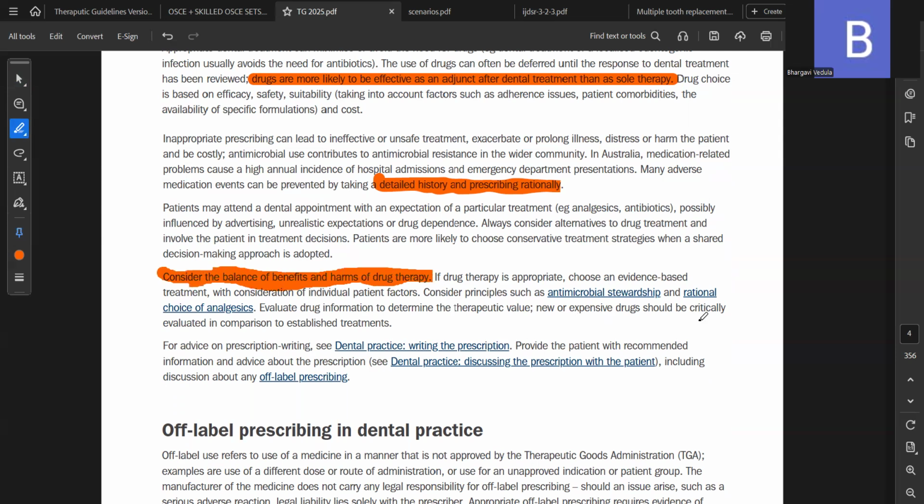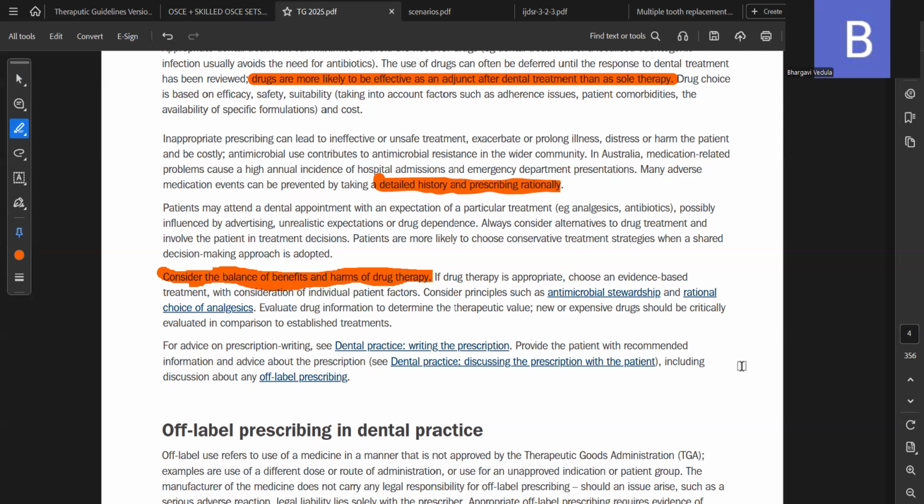Right? If the drug therapy is appropriate, choose an evidence based treatment with consideration of individual patient factors. If we feel that drug therapy is necessary, then we have to weigh the individual patient factors again. Again, we have to see what is there in this patient. Is he having any condition? Is he having any allergies? Is he having pre-existing cardiologic conditions or anything which can influence the drug reaction? We'll discuss all those things in the next documents, but we have to ask the patient, or we have to consider the individual patient factors.